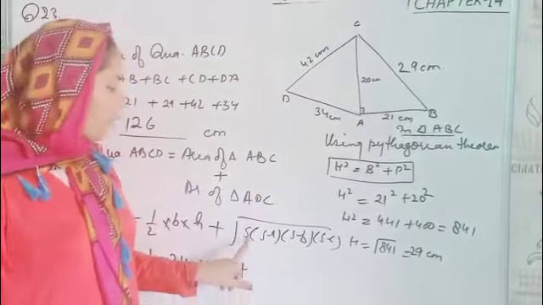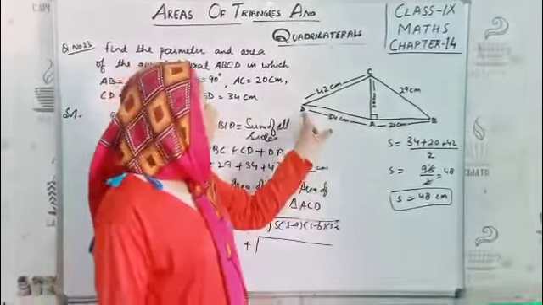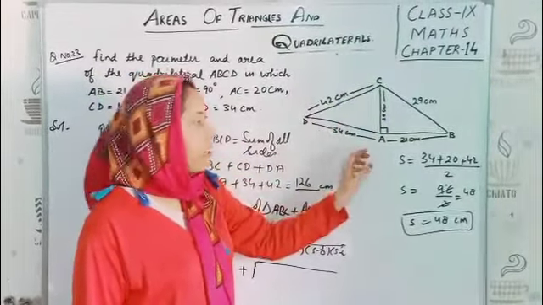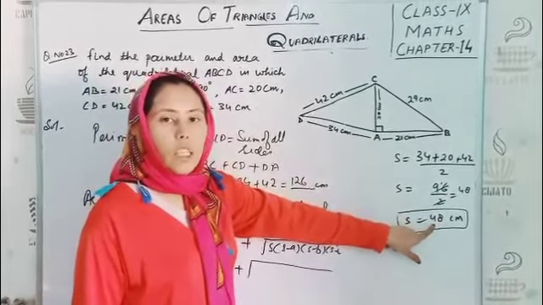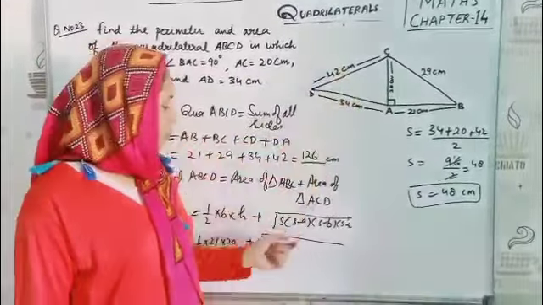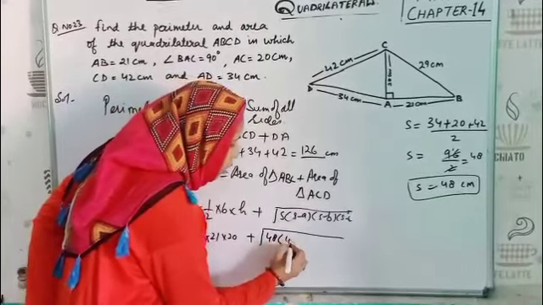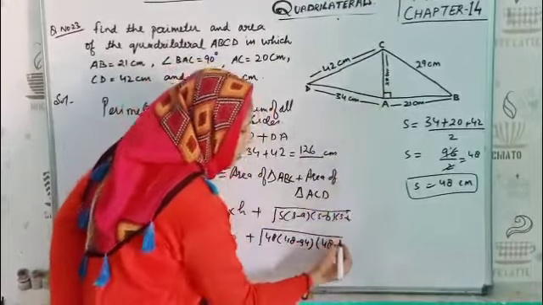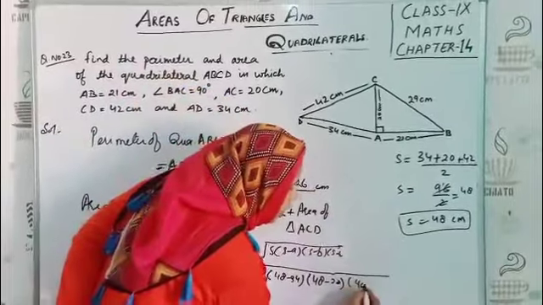For this formula, first of all we will find s. s is the semi-perimeter. For triangle ACD, s is the sum of all sides divided by 2. 34 plus 20 plus 42 divided by 2 is equal to 48 centimeter. Now we will put the values of a, b, c and s in this formula: 48, 48 minus 34, 48 minus 20, then 48 minus 42.